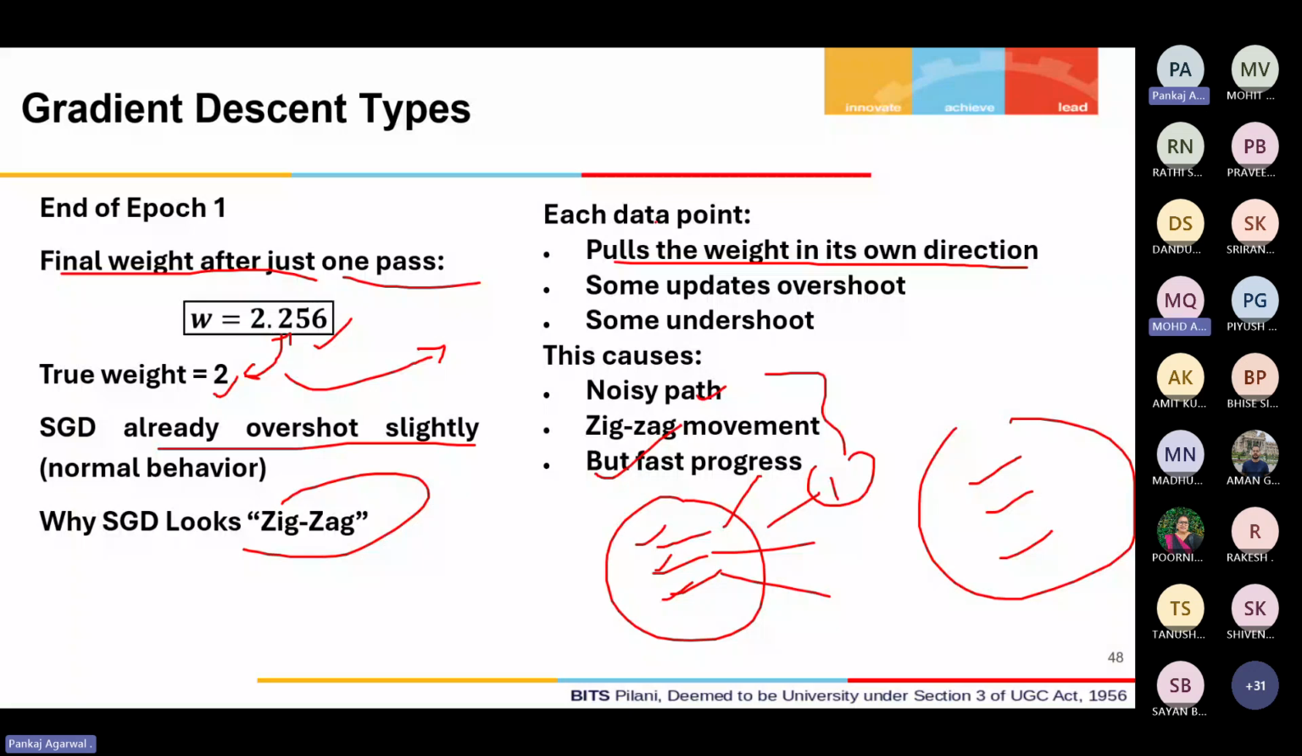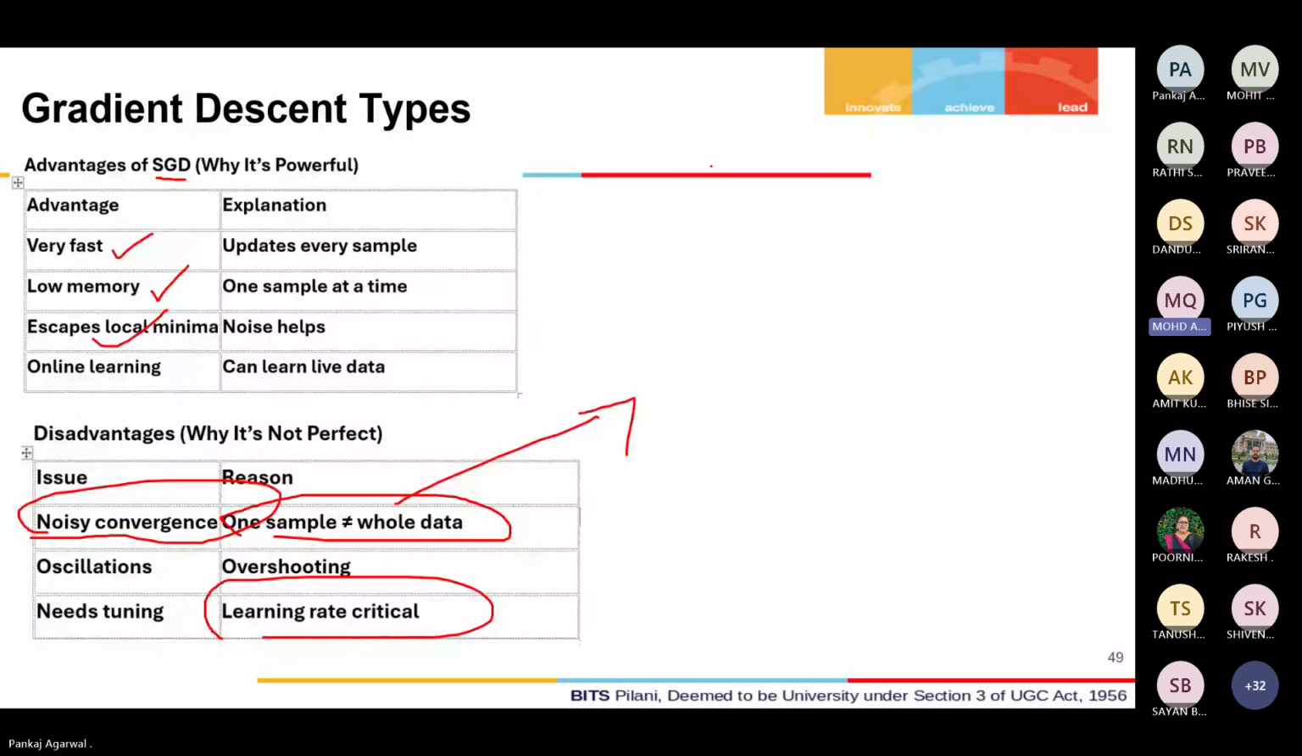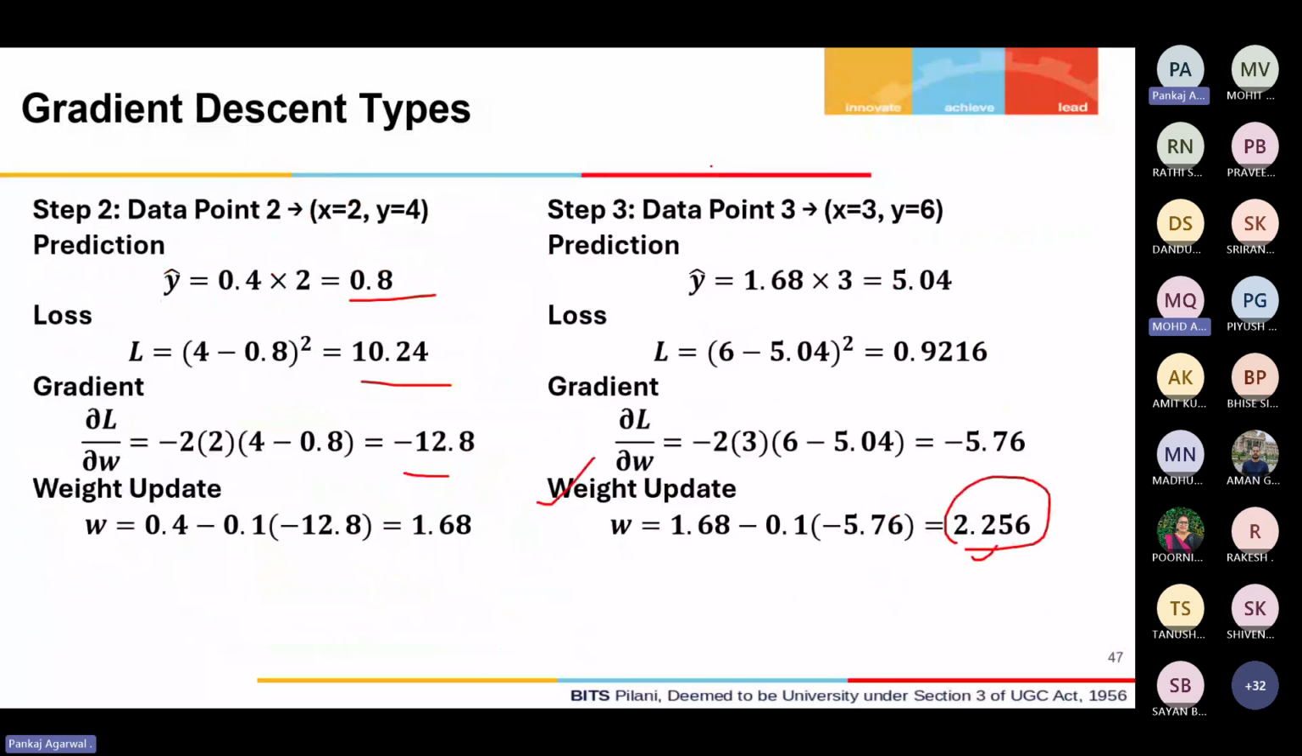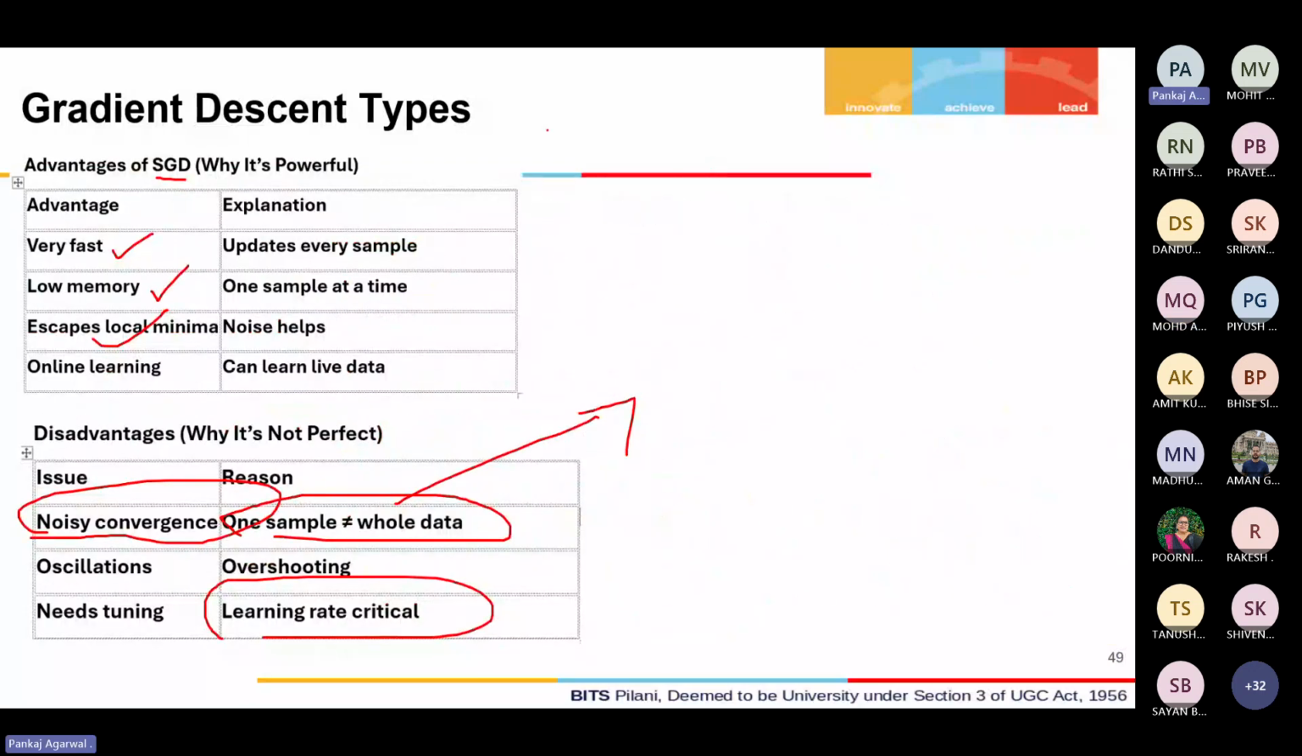Okay. And in slide 49, sir, next slide, you mentioned it escapes local minima because of the noise. Slide 49, yes. So what happens is I'll give you a very simple example. If suppose my algorithm behaves this way, right?